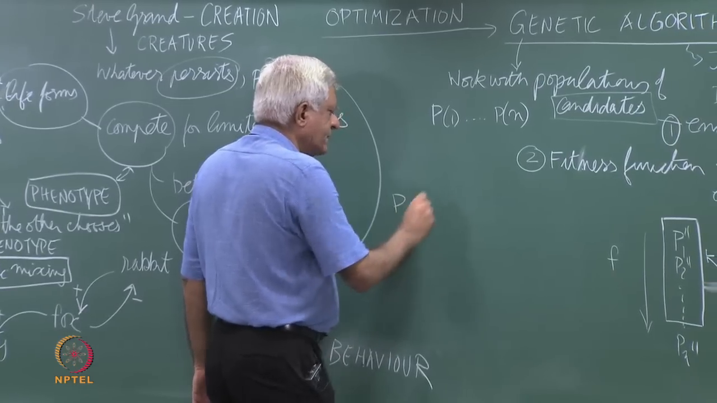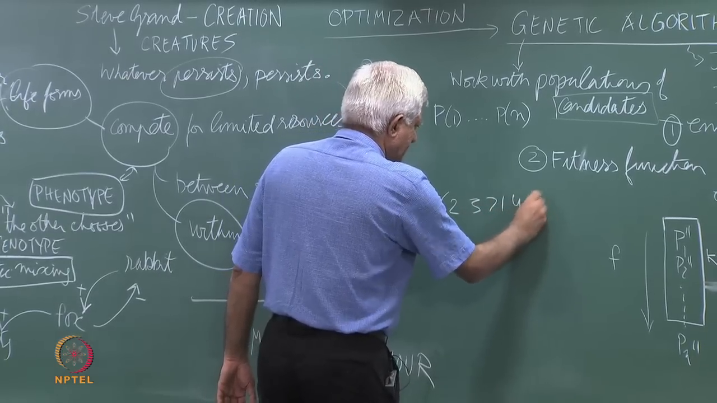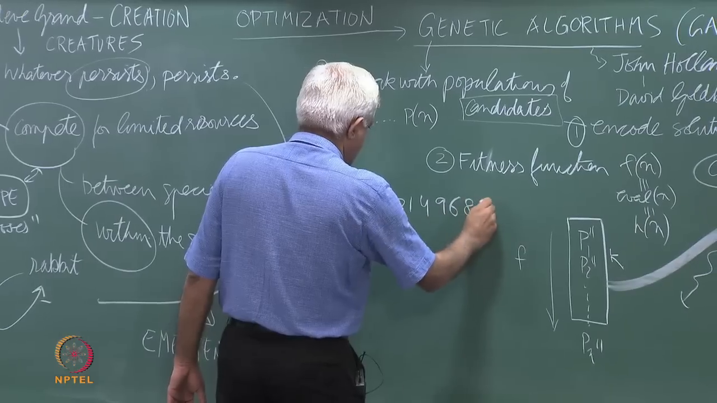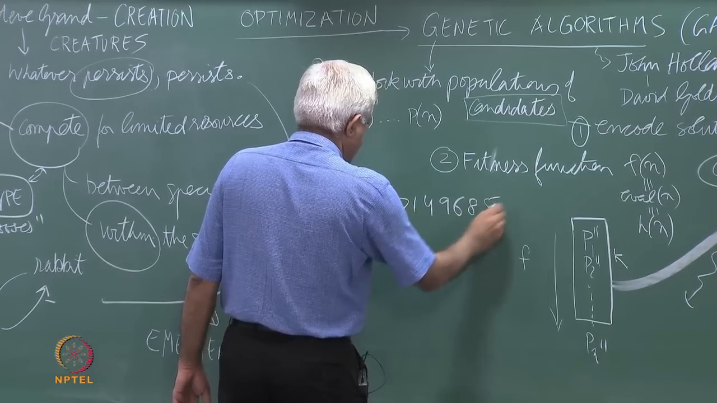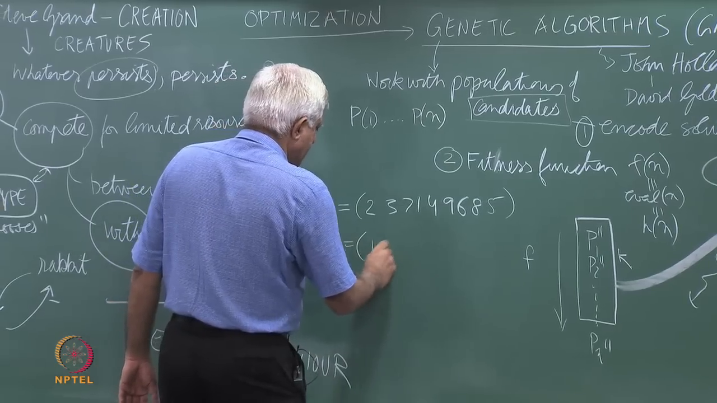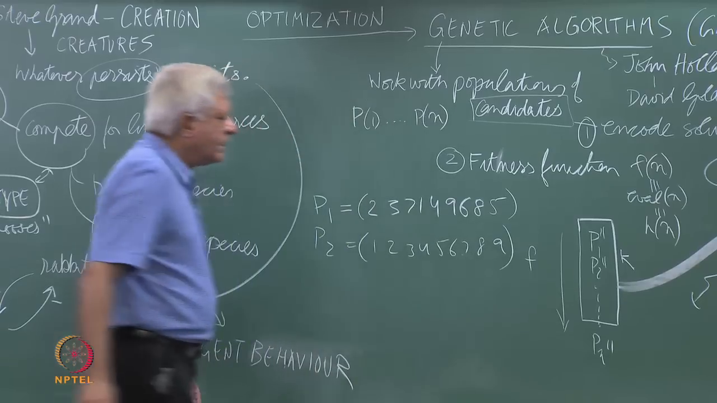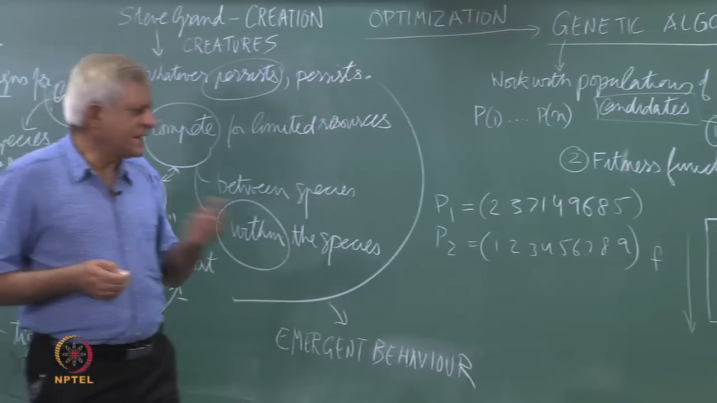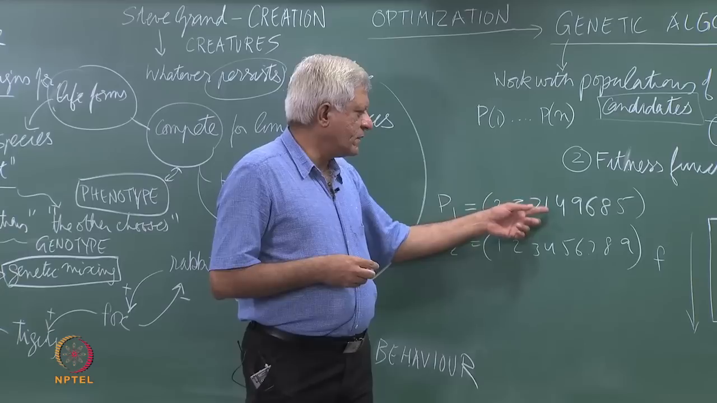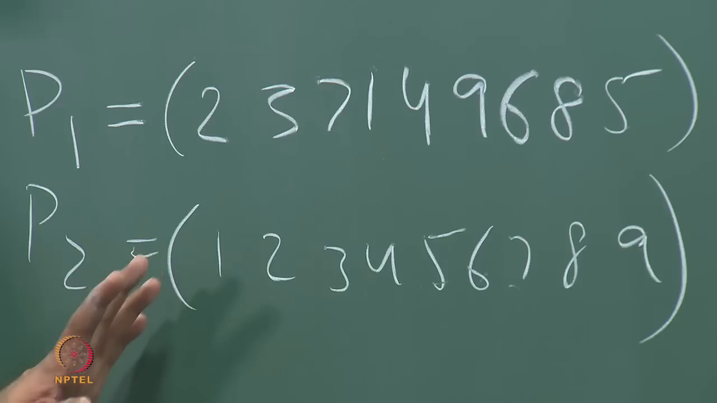Let us say parent 1 is 1 2 3 7 1, and parent 2 is let us say 1 2 3 4 5 6 7 8 9. I have these 2 parents, which means I have these 2 tours. So, here you go from 2 to 3, 3 to 7 and 7 to 1 and so on. Here you go from 1 to 2 and 2 to 3 and so on and so forth.